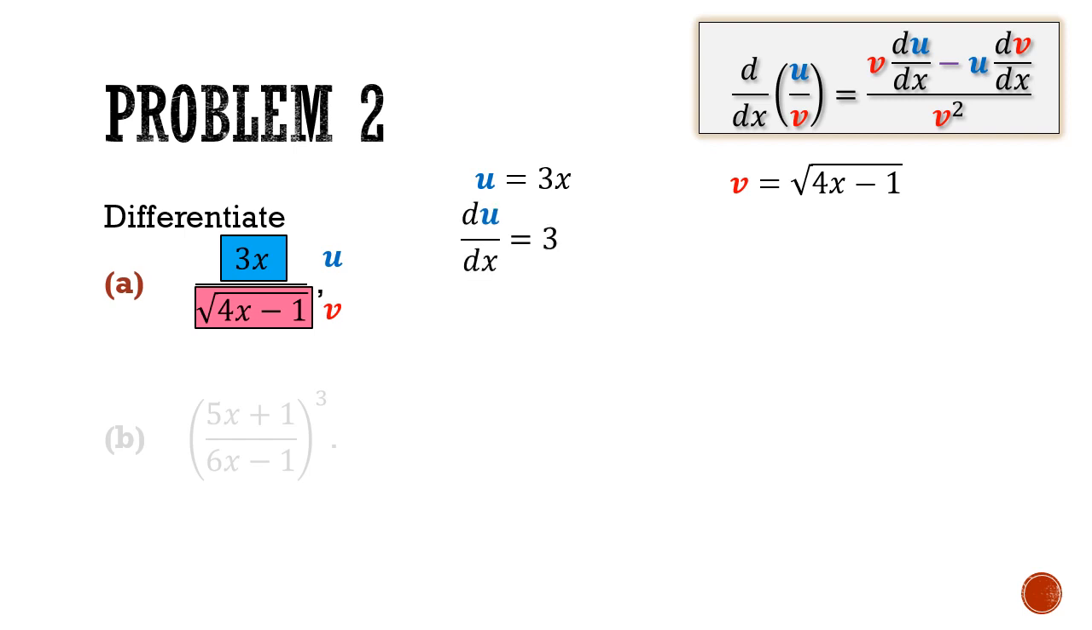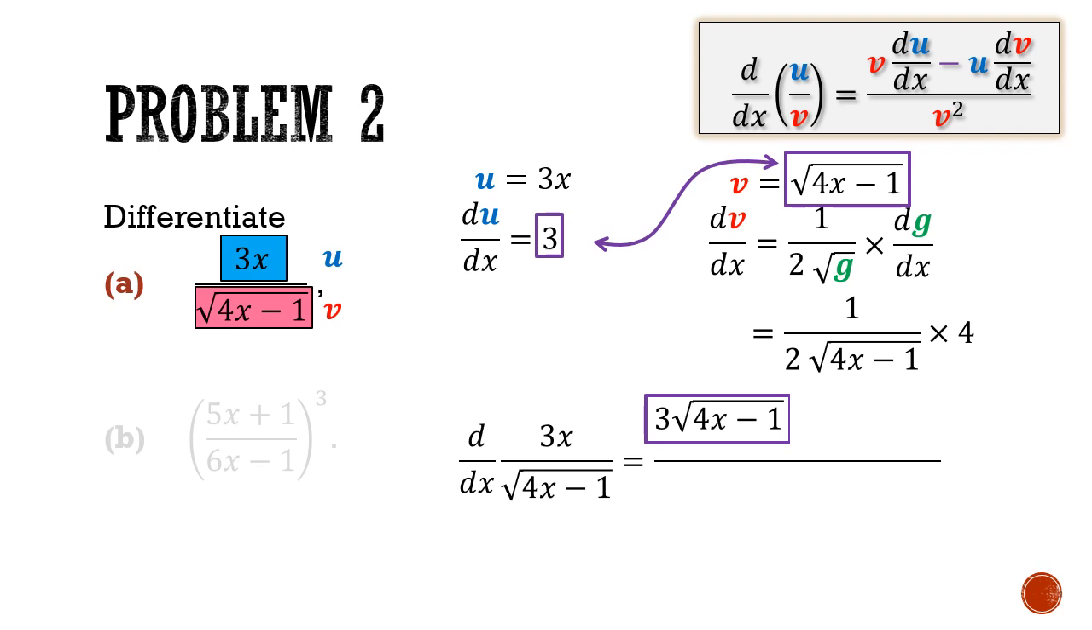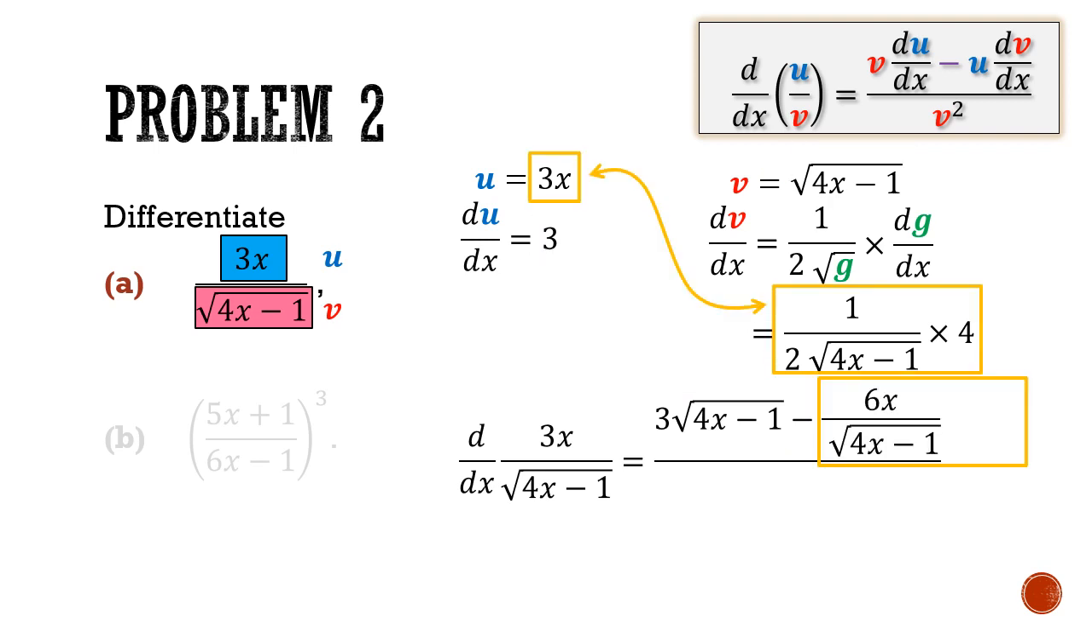For dv dx, we first have to apply the chain rule, so we'll let g equals 4x minus 1. Instead of differentiating it by x, we'll differentiate it by g. So dv dg will give us 1 over 2 root g. But we have to multiply by the chain, dg dx, and dg dx will just give us 4. So if we replace the g with 4x minus 1, this is what we'll get. Now we can apply the quotient rule. So first, we have our v du dx minus our u dv dx and dividing by v squared.